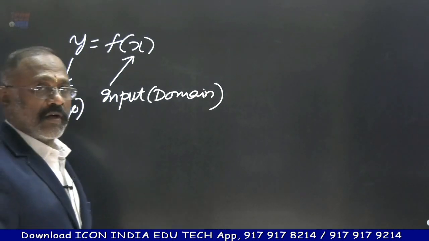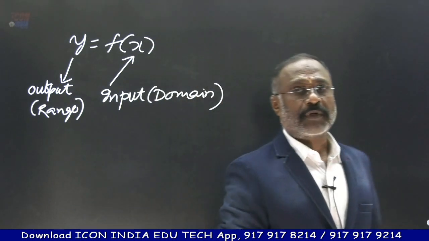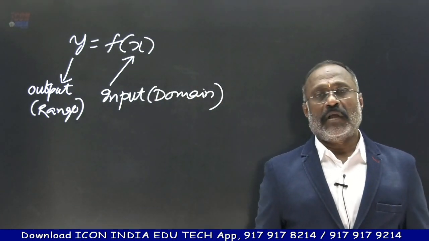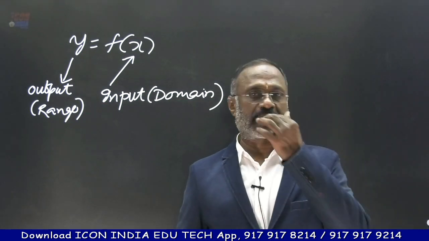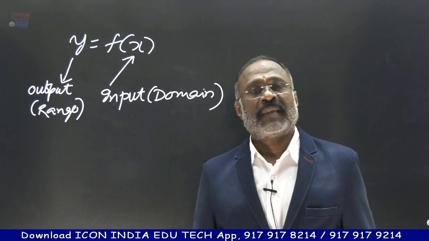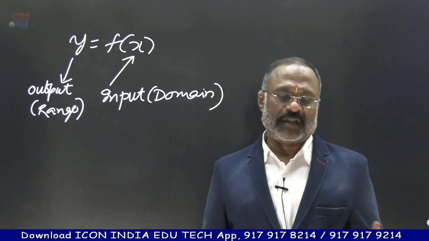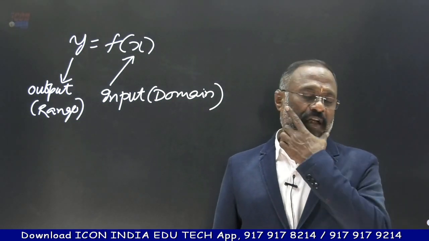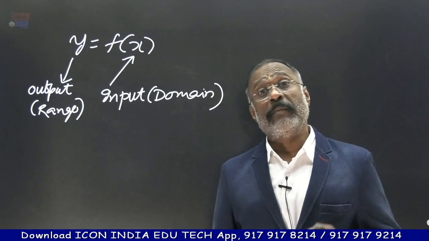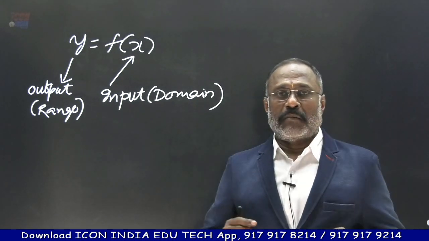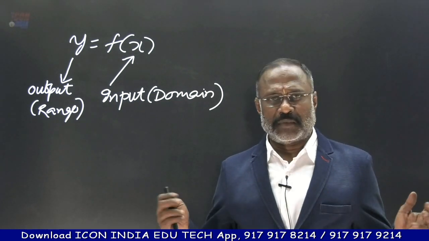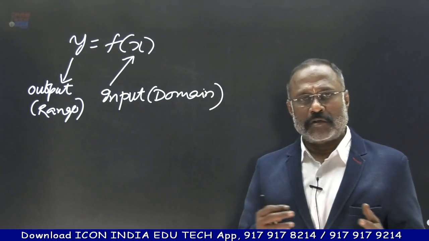Don't see domain and range as a violent concept. It is a very simple concept: input and output. You will be used to these words in your further studies in engineering, in electrical and electronics subjects. We will be making use of this input and output. So mathematically, input is nothing but the domain and output is nothing but the range.